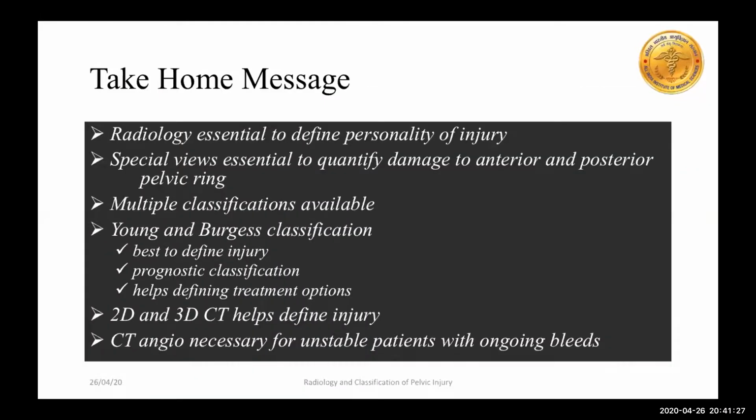So the take home for this talk would be that radiology is essential to define the personality of the injury, especially the pelvic fractures. Special views are required to quantify the extent of damage to the anterior and posterior pelvic ring. Multiple classification systems are available, but it is important to follow one, and the Young and Burgess classification is one of the best classifications along with the Tiles classification, which helps us to define the injury. It gives us a prognostic guide, and also helps us to understand and plan some treatment options based on this classification.